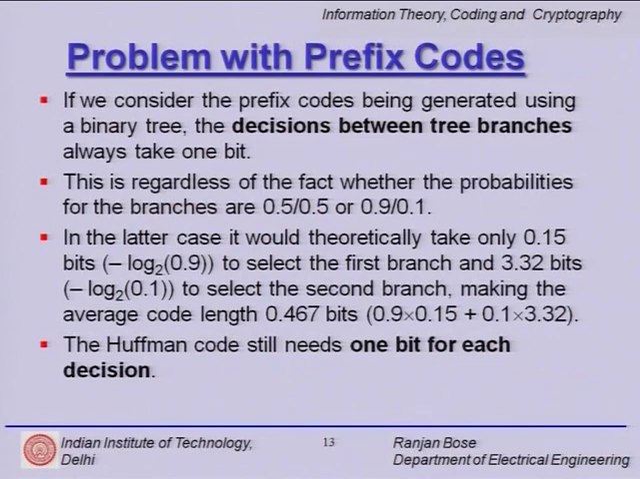So, we now again look at why prefix codes work, but they can work better. What are the problems with prefix codes? Where do they fail? Prefix codes, as we saw, are based on trees. So, the Huffman tree helps you to make the Huffman code.